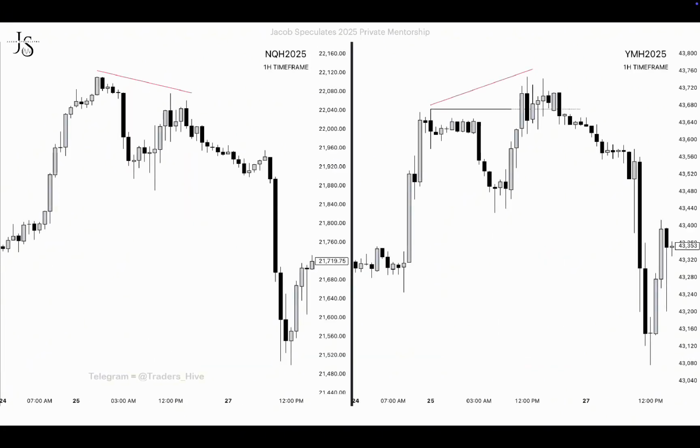Now looking at the hourly time frame, within that daily TPD, we had an SMT. As you can see on the left, the NASDAQ made a lower high, and on the right, the Dow made a higher high. So this confirms the TPD and makes it even higher probability.